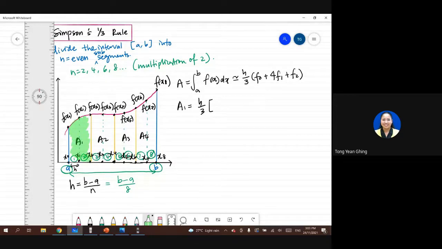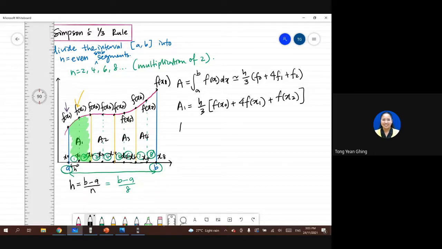Okay, so f0 will be this one, fx0, plus with 4fx1. Yang tengah ni, so at the middle, dia akan kena kali 4. This one, the middle one. So plus with fx2.